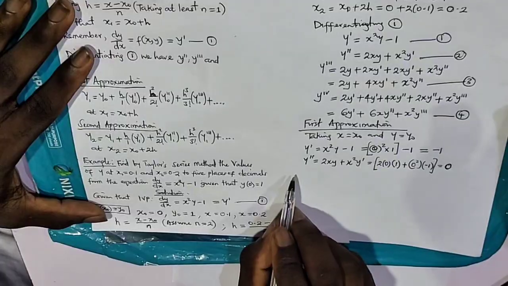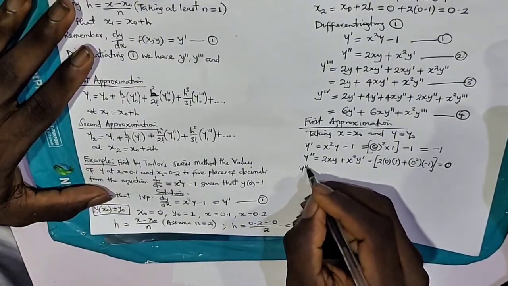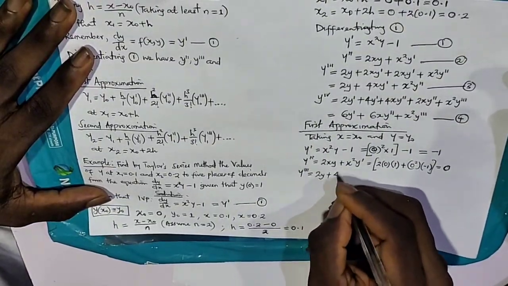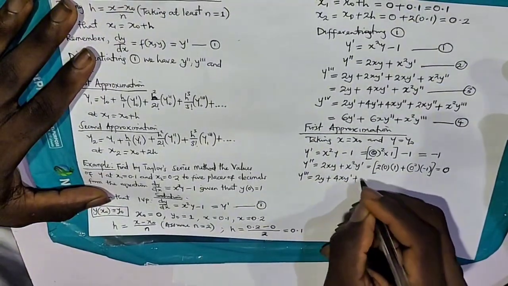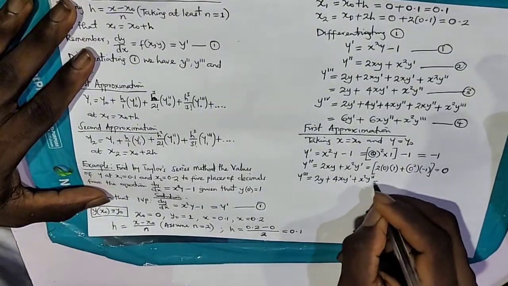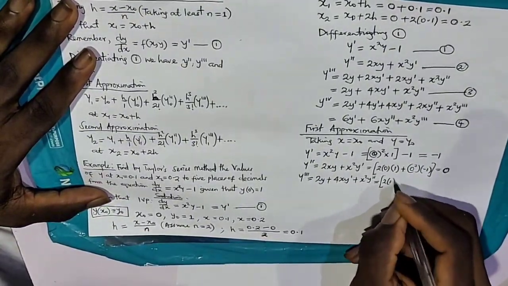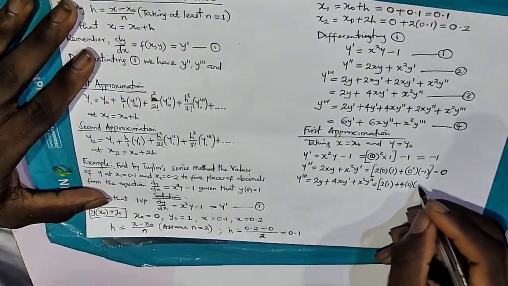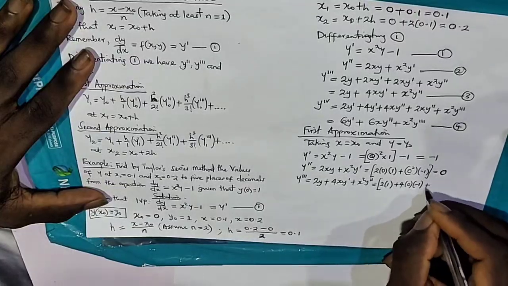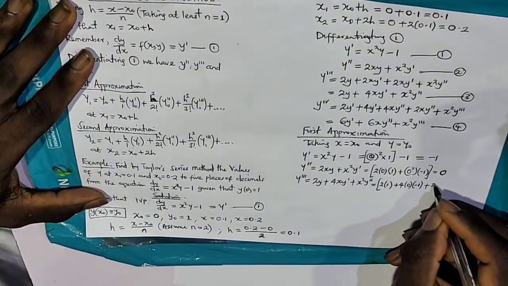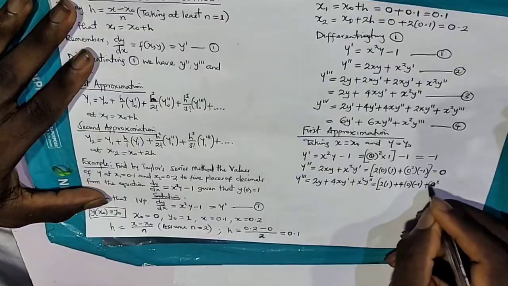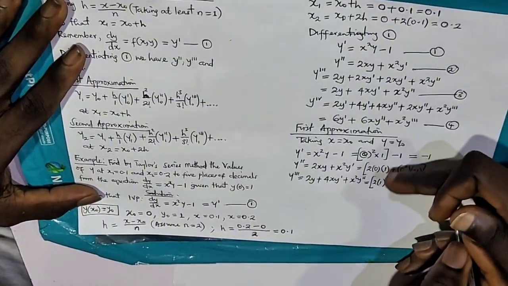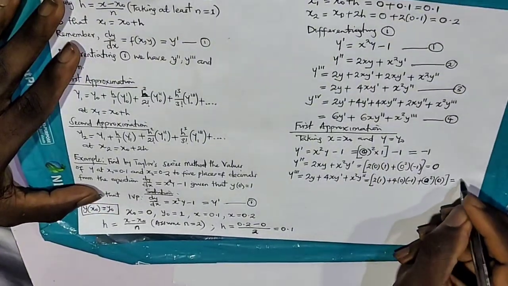Thank you, sir. Moving on, y triple prime has a value of 2y plus 4xy prime plus x squared y double prime. So it gives us 2 into 1, plus 4 into 0 into y prime, which is minus 1, plus 0 squared times y double prime, which is 0. So this should be 2.